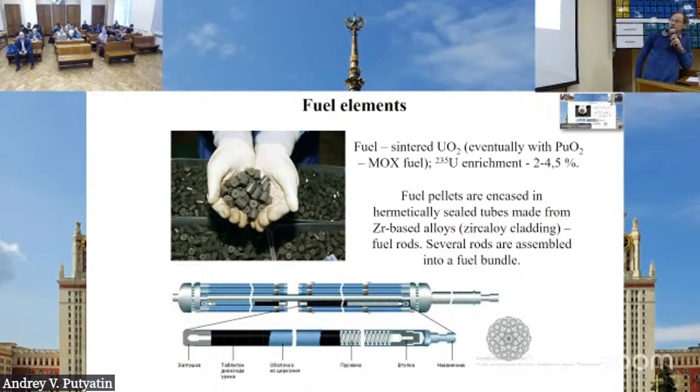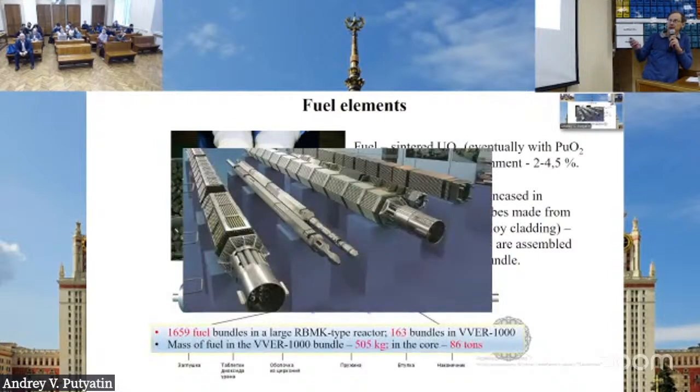So, as you know, fuel pellets are encased in hermetically sealed tubes made from zircaloy or zirconium-based alloys. Actually, the name zircaloy comes from zirconium alloy. And then several rods are combined into fuel bundles. So here you see an example of a fuel bundle from RBMK reactor or Chernobyl type reactor. Here you see some examples of other types of fuel bundles, for example, for VVR.